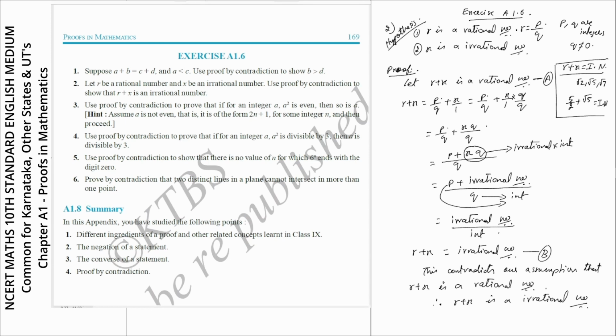So here x into q is an irrational number. Okay, if you want an example, root 2 is an irrational number. If you multiply by any integer, like for example 3, 3 root 2 is an irrational number. And again here, integer plus irrational number: if you take 5 plus root 7, 5 is an integer, 5 plus root 7 is an irrational number.